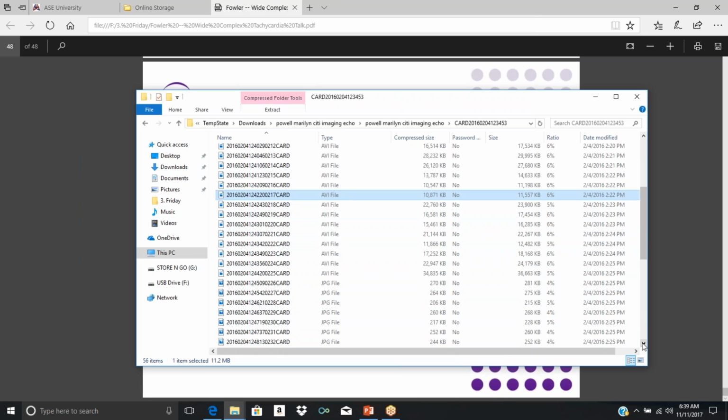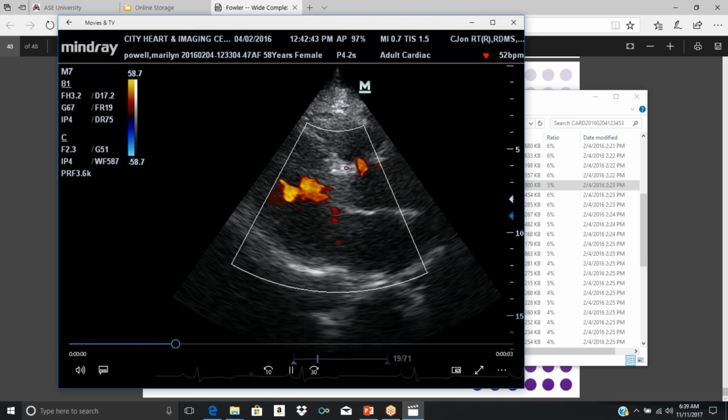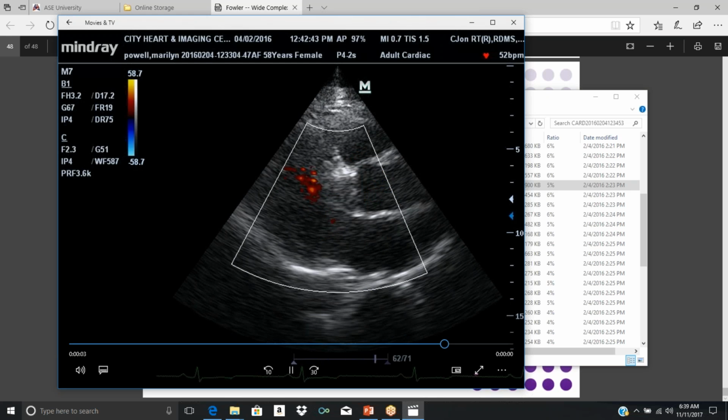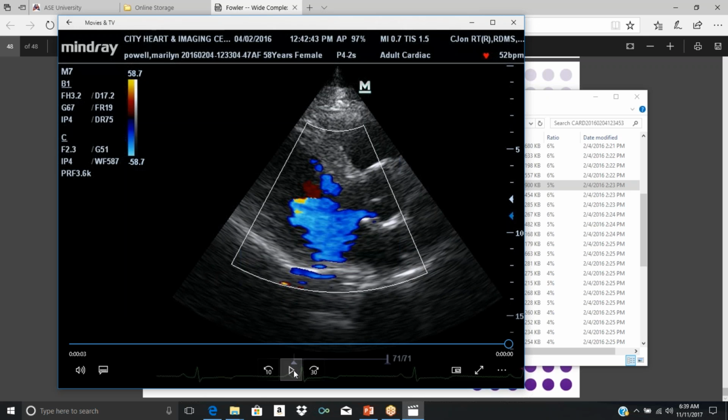So once you start scanning, you need to develop a sequence in which you do your scanning so that you can get everything in. If your protocol is to do all your two-dimensional stuff and then do Doppler, then so be it. Just make sure you don't miss anything out. So this individual's protocol was to do all the two-dimensional images and then go on to Doppler.